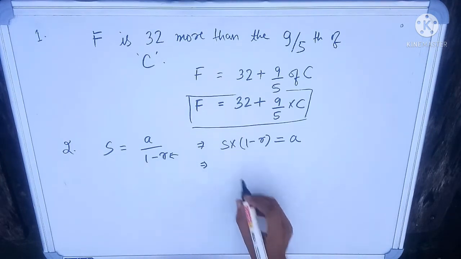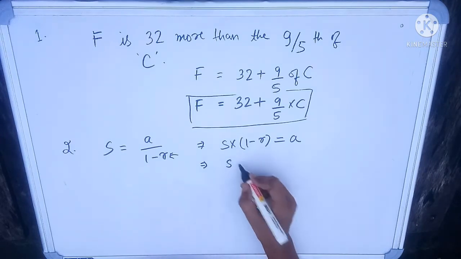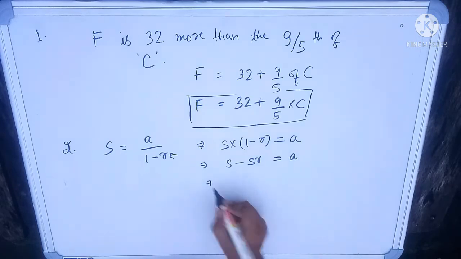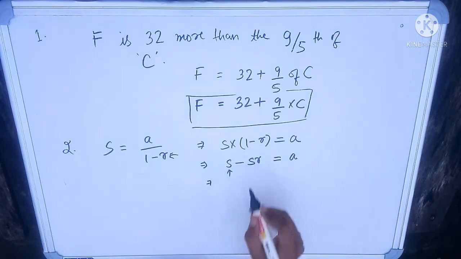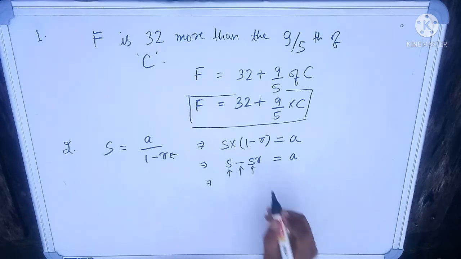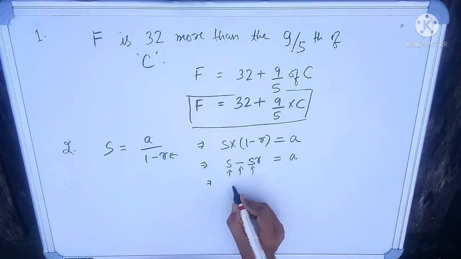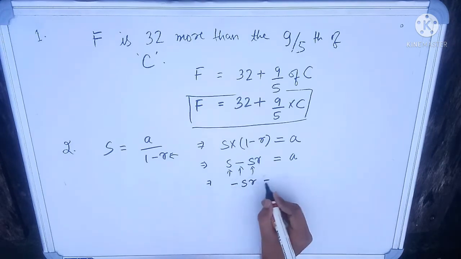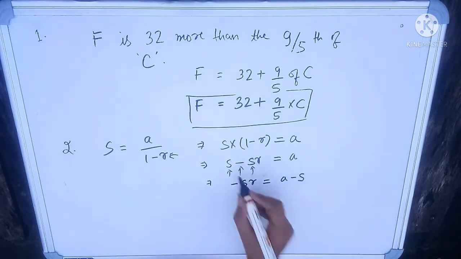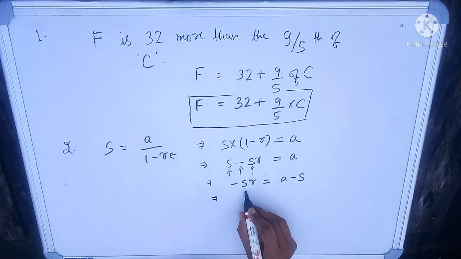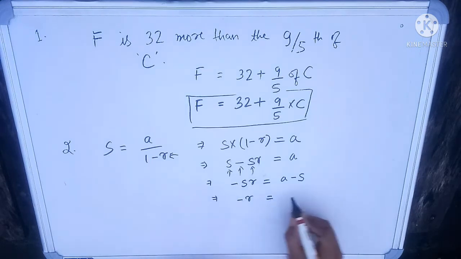In the next step, we need to multiply out this S. So we have S minus S multiplied by R equals A. Now you can see we have to remove this S, this negative sign and this multiplication of S from here, so as to get R as the subject. So we have minus S multiplied by R equals A minus S, because here we have positive S. And in the next step we will remove this S from here. So we have minus R equals A minus S divided by S.